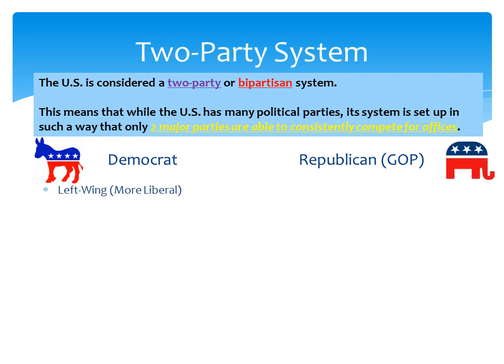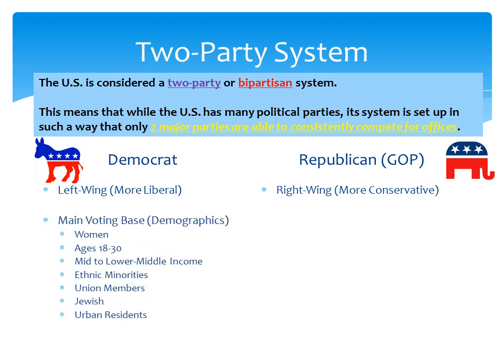The Democrats tend to have a more left-wing or liberal base, while the Republicans tend to be a more right-wing or conservative party. It is, however, important to remember that not all Republicans are necessarily truly conservative, nor are all Democrats necessarily full left-wing liberals. There are particular demographics of voters that each party tends to count on when it comes to election time. Statistically, the following groups are more likely to vote Democrat.